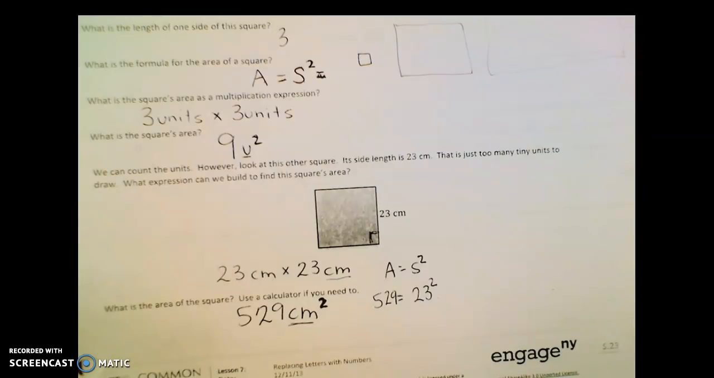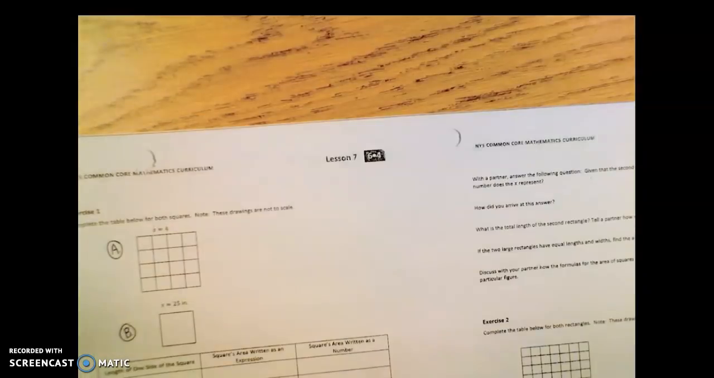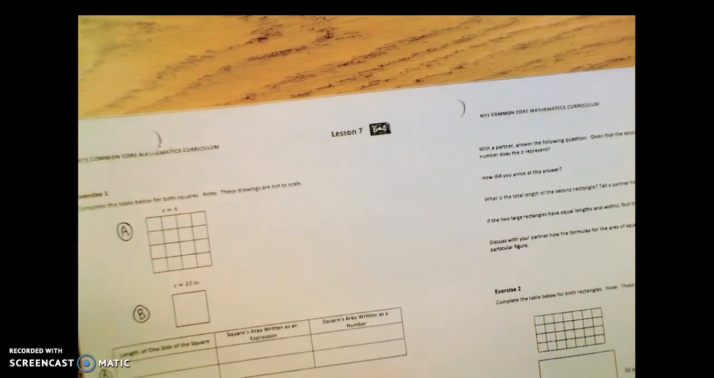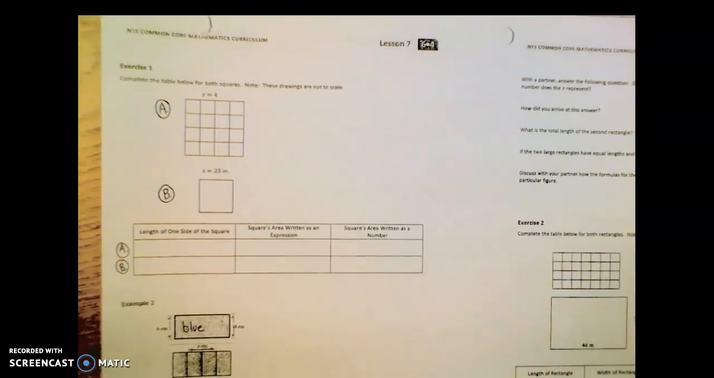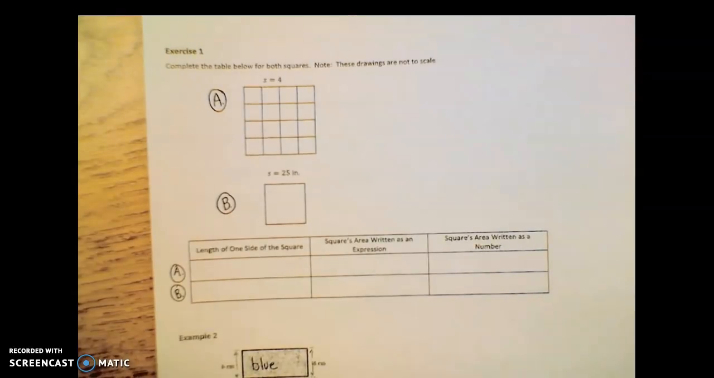Now you need to go get your classwork page from your teacher. She should have it up at her front table, or she would tell you where it's at, and you're going to complete the rest of these along with me. So pause until you have that paperwork. Once you have this paperwork, you're going to go ahead and complete exercise 1.